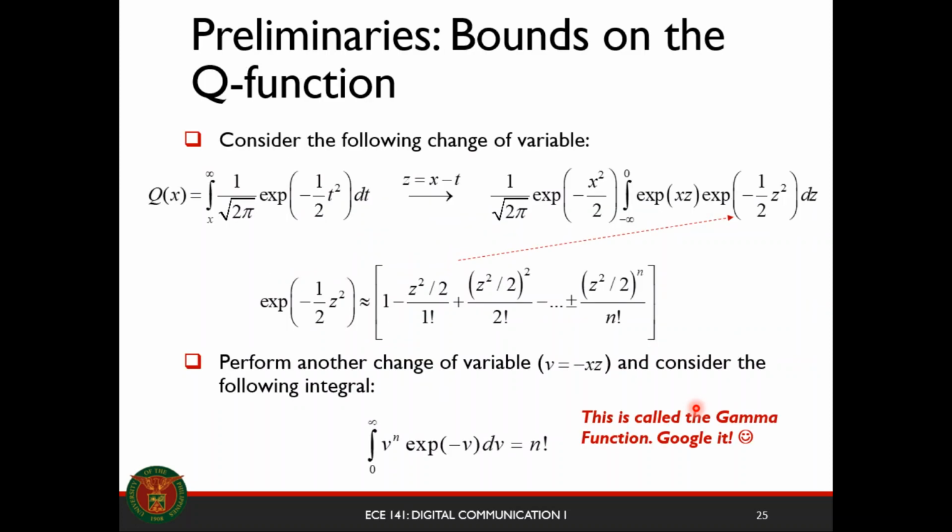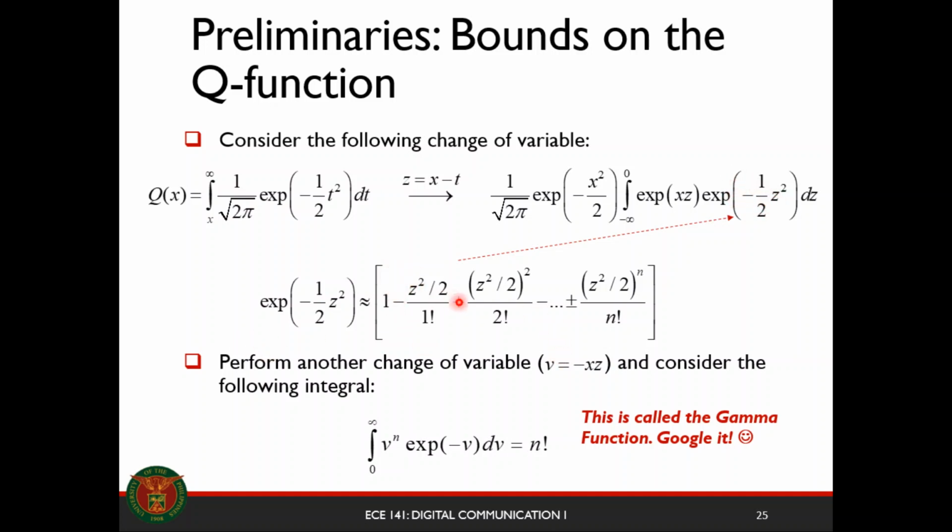Okay. So just consider the following change of variable. Let z be equal to x minus t. Then we're now just going to be integrating; your dt will just become dz. Your x is just a parameter, so it will be factored out from your integral. And you consider this exponent of negative 1/2 z squared.